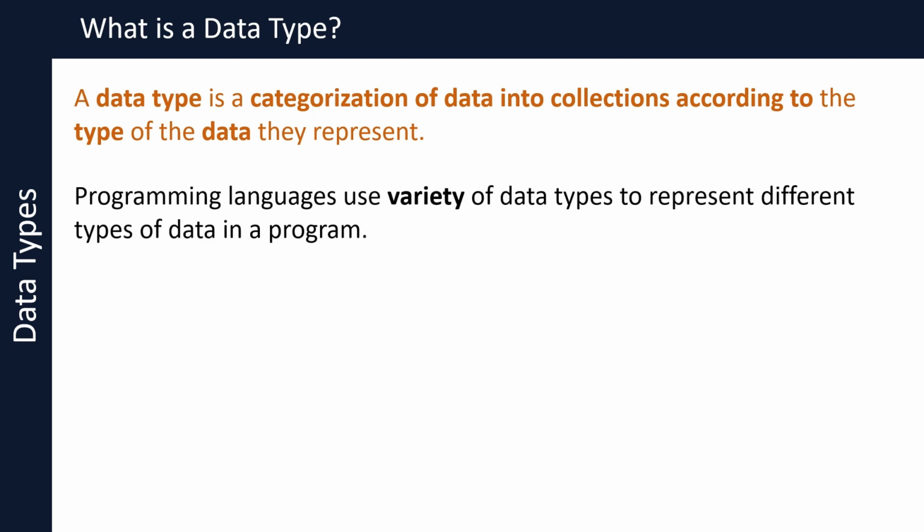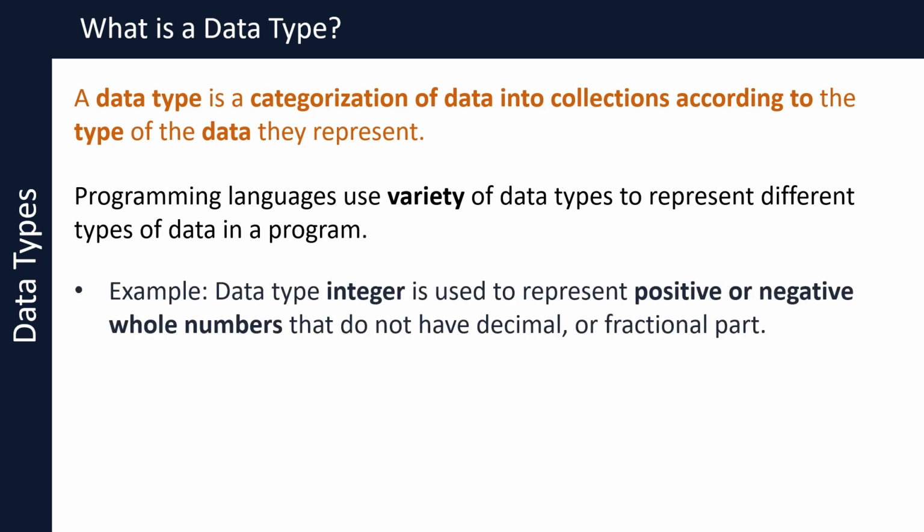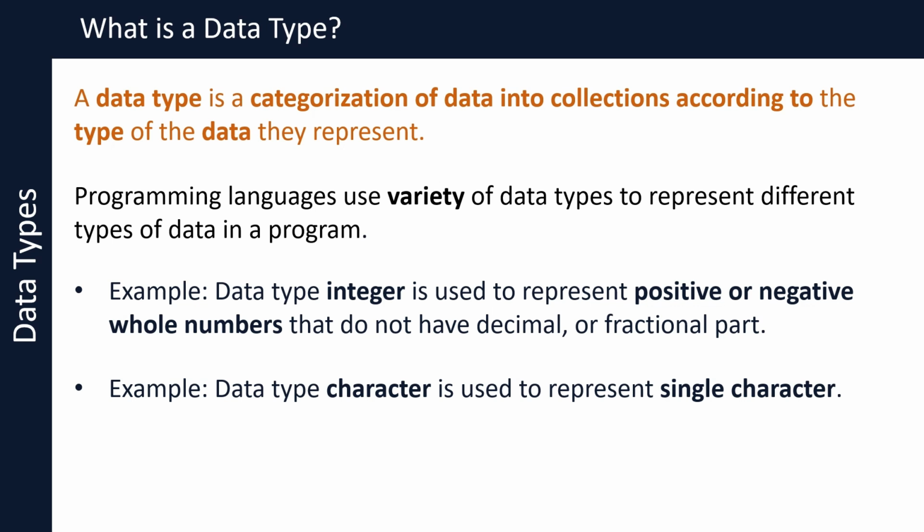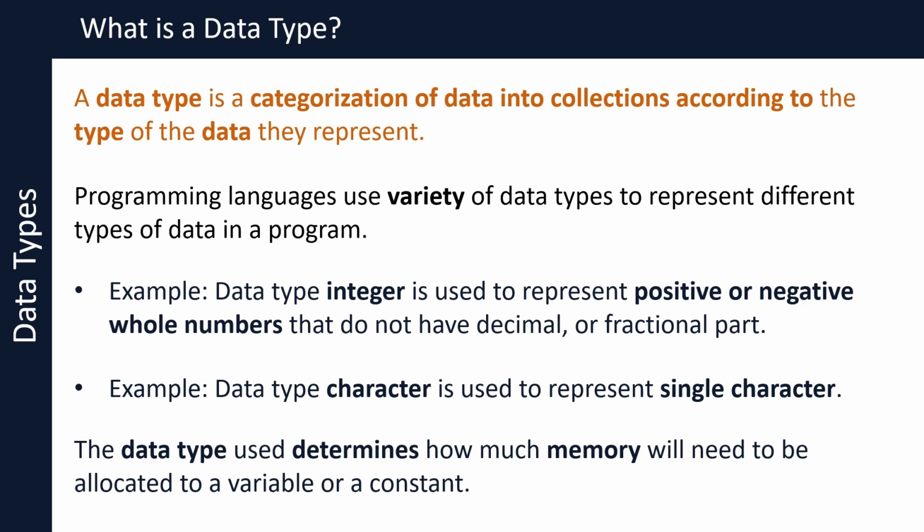Programming languages use a variety of data types to represent different types of data in a program. For example, data type integer is used to represent positive or negative whole numbers that do not have a decimal or a fractional part. And data type character is used to represent single characters. When the variables and constants are first defined, the space is allocated in memory to store the data or value. The data type used determines how much memory will need to be allocated to that variable or constant.